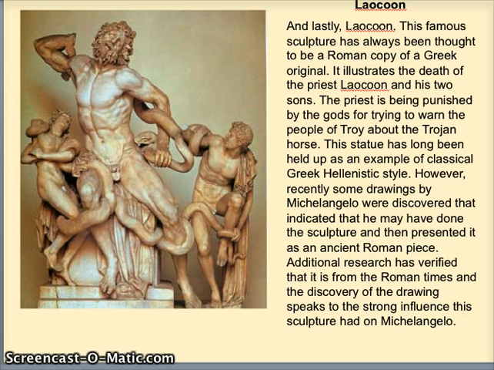However, recently some drawings by Michelangelo were discovered that indicated that he may have done the sculpture and then presented it as an ancient Roman piece to raise funds. By now we've verified that it's actually from Roman times. It's a Roman copy of a Greek sculpture, and the discovery of the drawing speaks to the strong influence this sculpture had on Michelangelo. I guess what this story speaks to is how each style of art, each society of art, influences ones that come after it. And great masters throughout time have learned from those that went before.